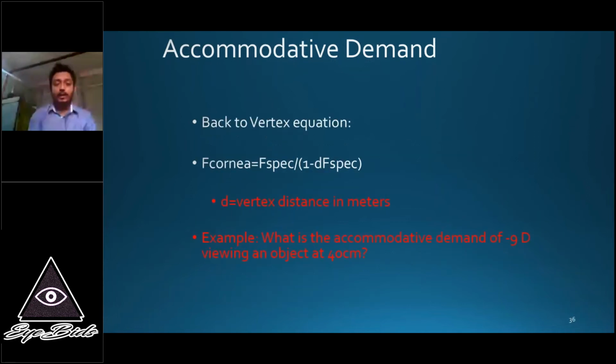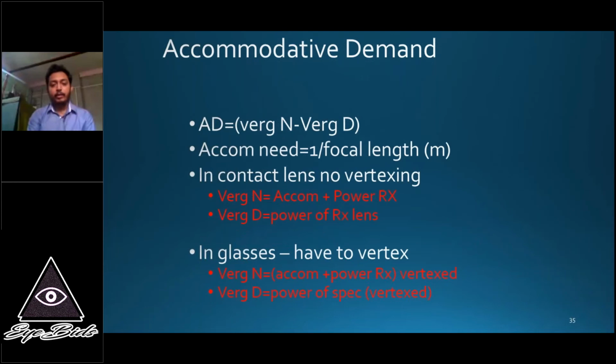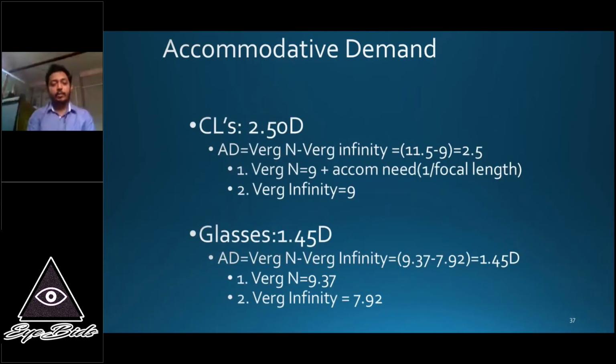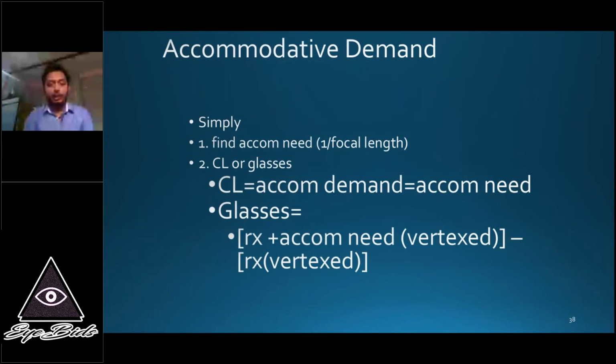So for the vergence of the near, how will you find the accommodative need? The accommodative need has to be 1 by focal length. Focal length means 40 centimeters, so we have to convert it into meters, because 1 by f is for meters. So here we get 1 by 0.4, which is 2.5, minus 9. 9 is the distance vergence, and we get 2.5. But for the glasses, if the patient is wearing glasses, we have to correct the vertex distance. So this is how you can calculate the accommodative demand also.